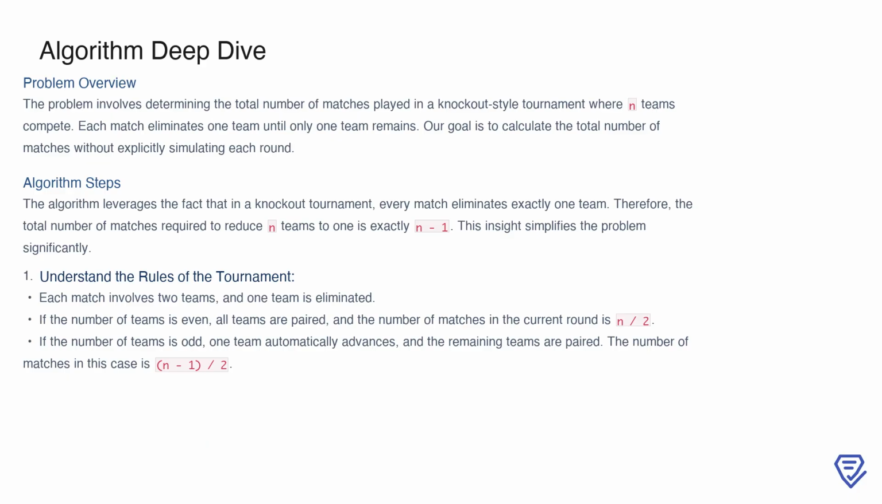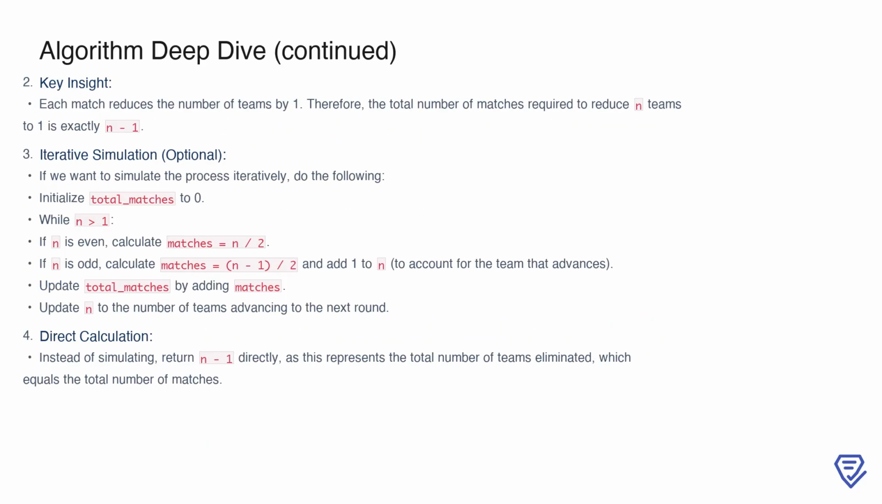When the number of teams is even, all teams are paired, and the number of matches in the current round is simply n/2. If the number of teams is odd, one team automatically advances to the next round, and the remaining teams are paired, resulting in (n-1)/2 matches for that round. This insight forms the basis of our approach. The most important insight is that each match reduces the total number of teams by 1. This means the total number of matches required to reduce n teams to 1 is exactly n-1, since that's how many teams need to be eliminated.